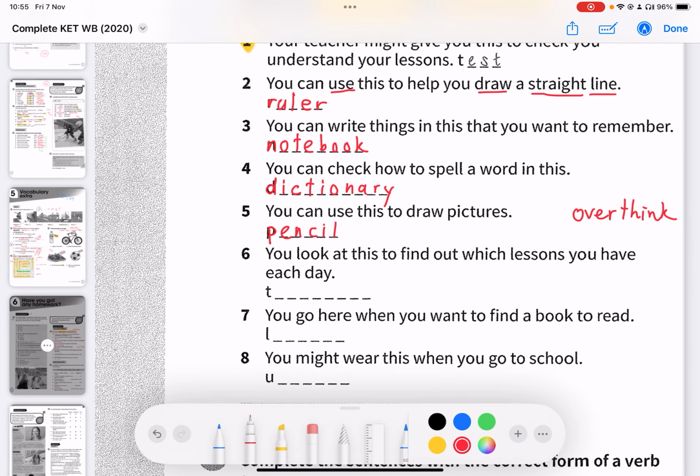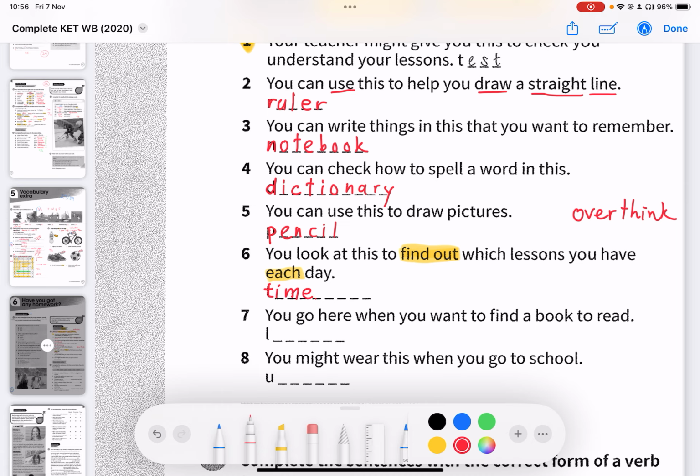And number 6, you look at this to find out which lessons you have each day. Okay, again, let's read it more carefully. You look at this to find out which lessons you have each day. Bạn nhìn vào cái này để tìm ra, find out, to find out, always going together, luôn luôn đi cùng với nhau. Find out which lessons. Tiết học nào bạn có each day? Yes, mỗi ngày. So what is that? It starts with letter T. Yes, as I said, thời gian biểu. What is thời gian in English? Yes, you say time.